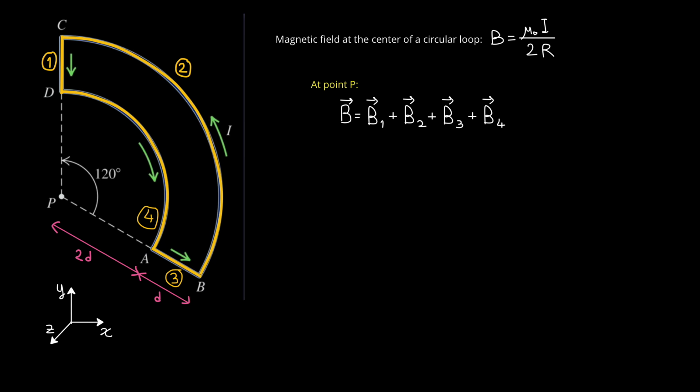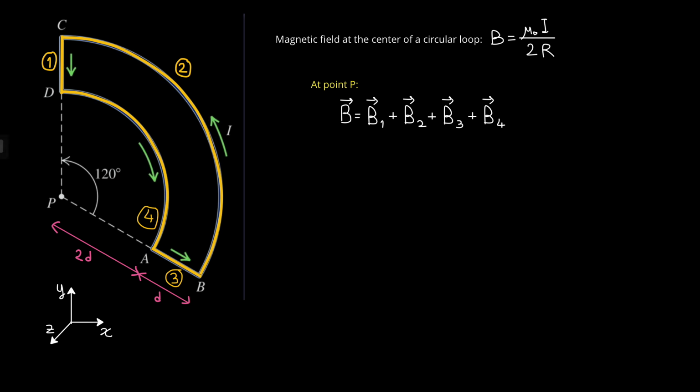For the circular segments, let's use the formula for magnetic field at the center of a circular loop. The formula is mu0 I divided by 2 times R, I being the current in the loop, R being the radius of the loop. Now this is for a complete circle. In this case, segments 2 and 4 are circular segments, so they're not complete circles. Because the angle is 120 degrees, each of these segments is 1/3 of a full circle. So in our formula, we will multiply this expression by 1/3.